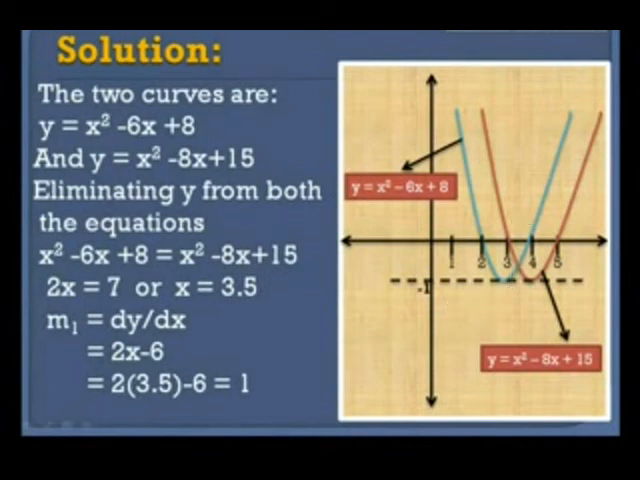We have to find the angle between these two curves. So we draw tangents at the point of intersection. This represents the tangent T1 to the curve y equal to x square minus 6x plus 8 and this represents the tangent T2 to the curve y equal to x square minus 8x plus 15. Now the slope m1 is equal to dy by dx, and for this curve it is 2x minus 6. We put x equal to 3.5 to get m1 equal to 1. Thus the slope of the tangent T1 is equal to 1.